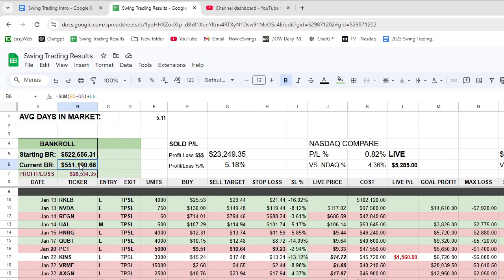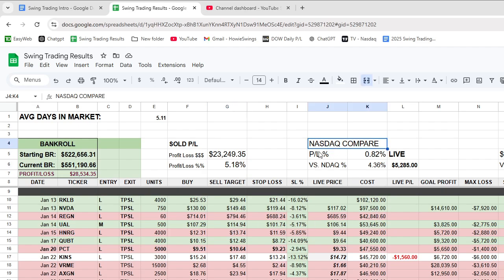Obviously, just bankroll information. Started with 522, currently at 551. Overall profit loss. And then we have two main numbers here. This is the profit on stocks that I'm out of. So anything that's either green or red on here are stocks that have sold. And then this is the overall profit or loss on those stocks, as well as the percentage on the entire account. So right now the entire account is up 5.18%. And again, started on January 13th. We're now near the end of January.